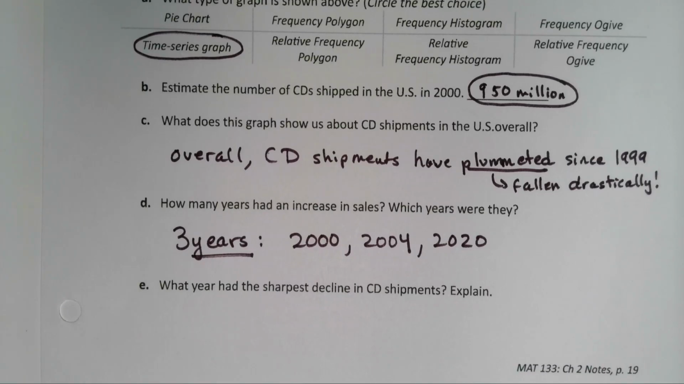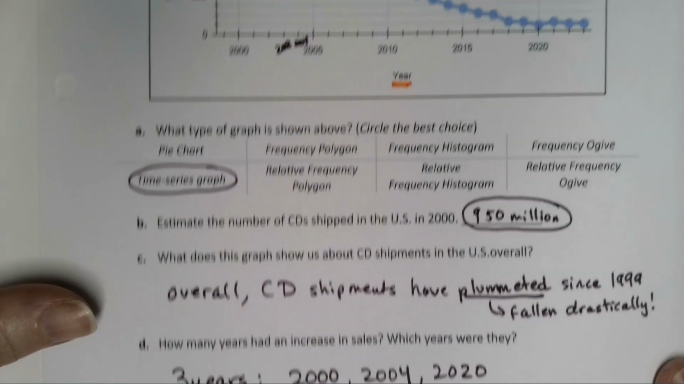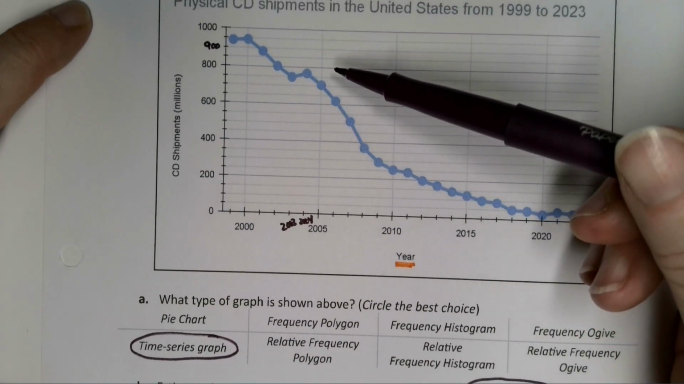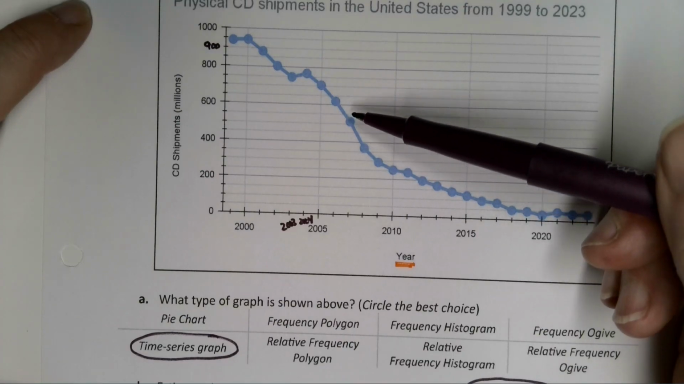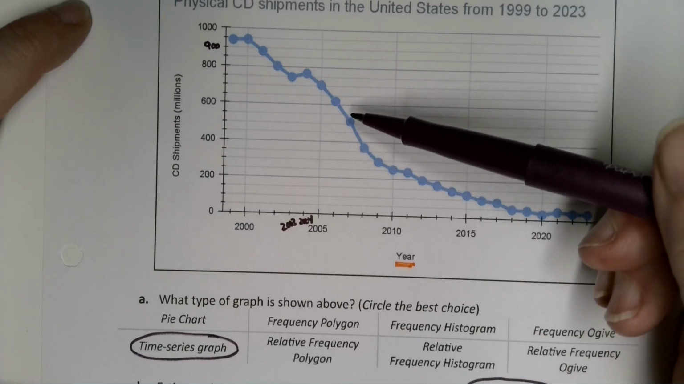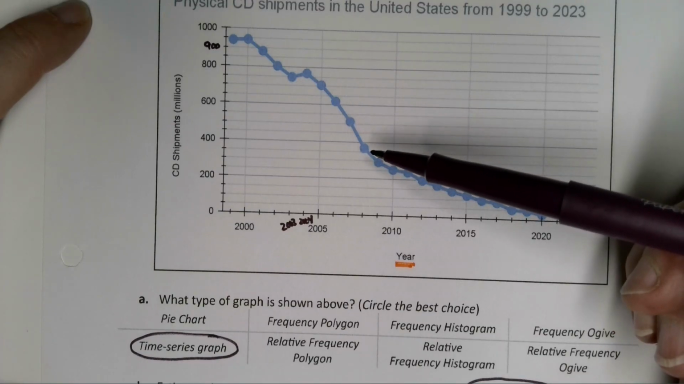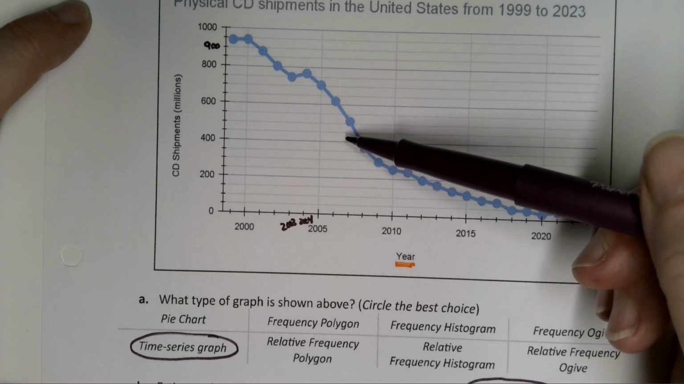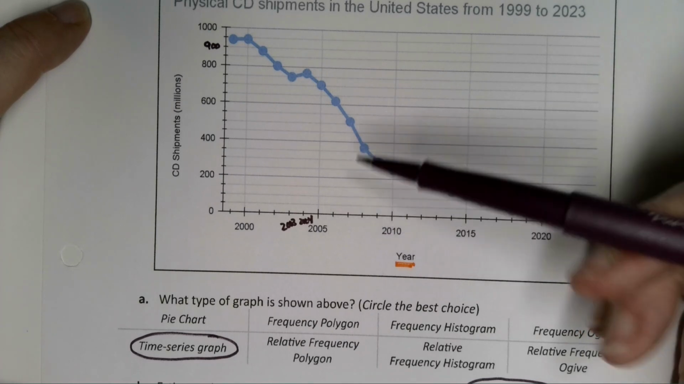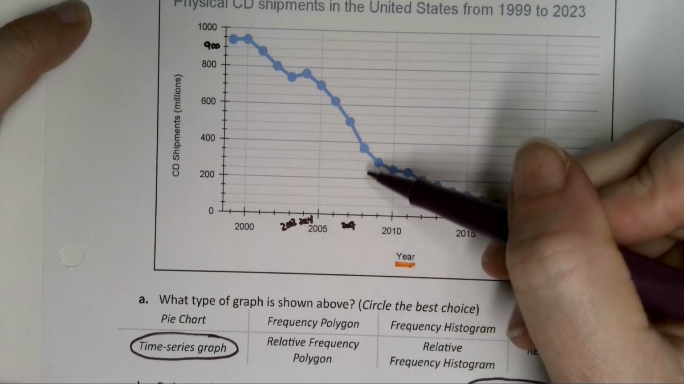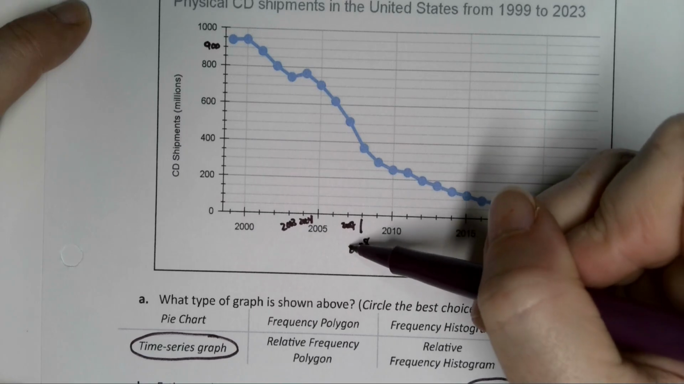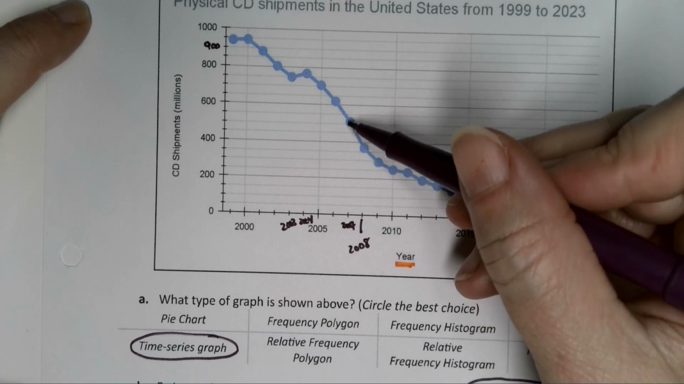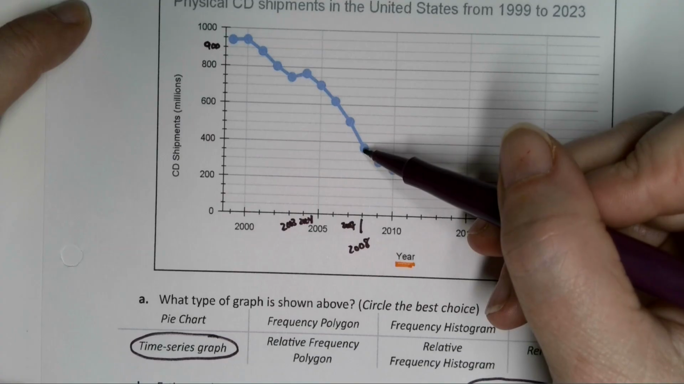All right, what year had the sharpest decline in CD shipments? Explain. Okay, so for that, we want to look for the steepest fall, which actually is kind of the longest line. It's right here. See that? See that big drop between one year and the next? That's the biggest drop we have out here. So this is 2007 right here at the start. And then this is '08. So between 2007 and 2008. So during 2008, because that's the number for 2008.